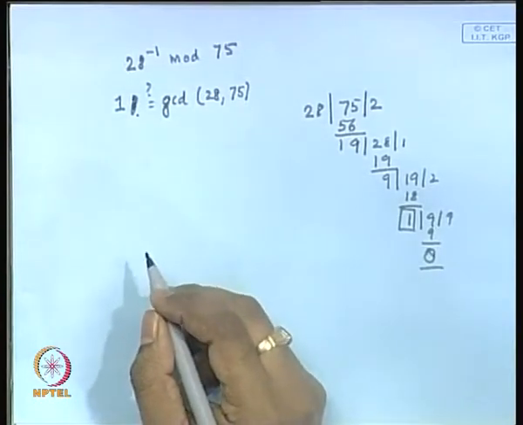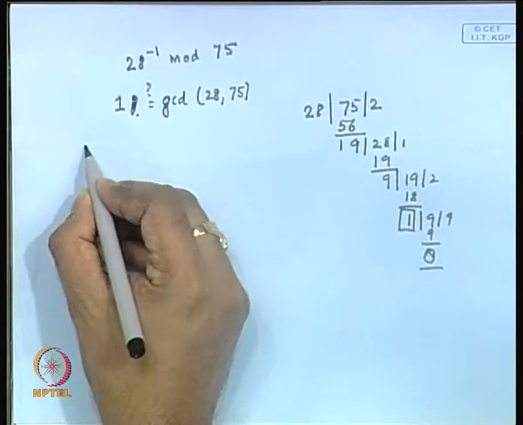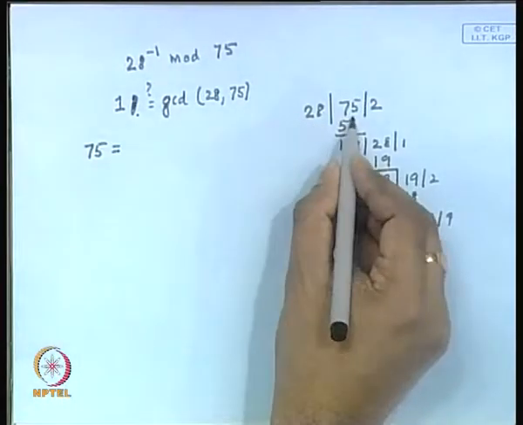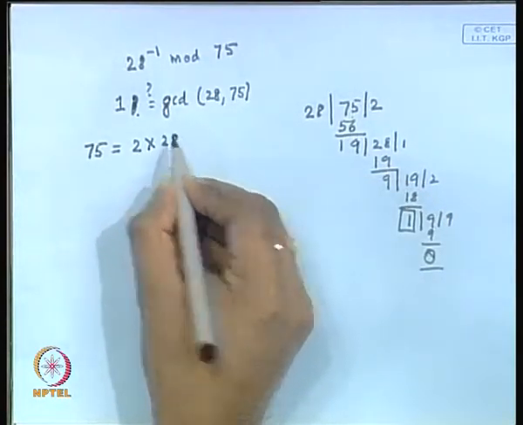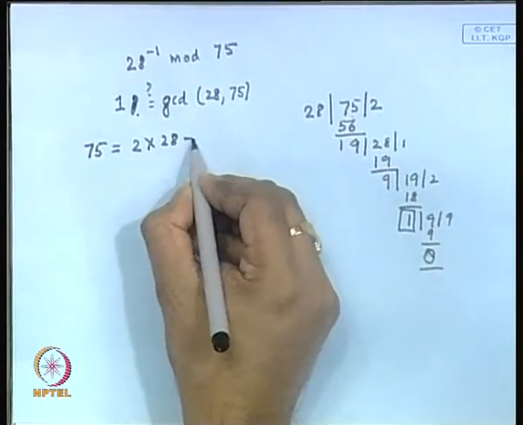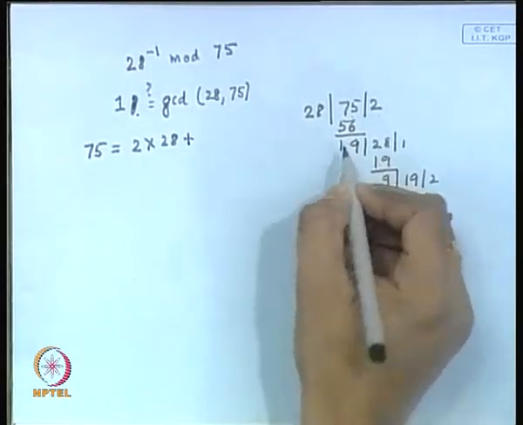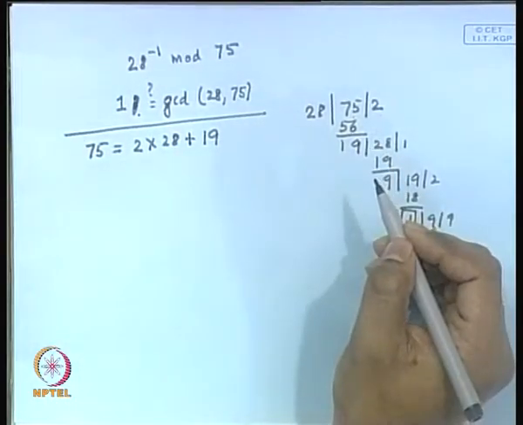Now you can start expressing these things in this fashion. You can write 75 equal to 2 into 28 plus 19, right. So 2 into 28 plus 19.